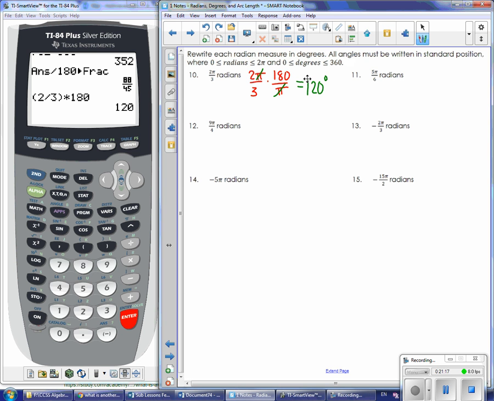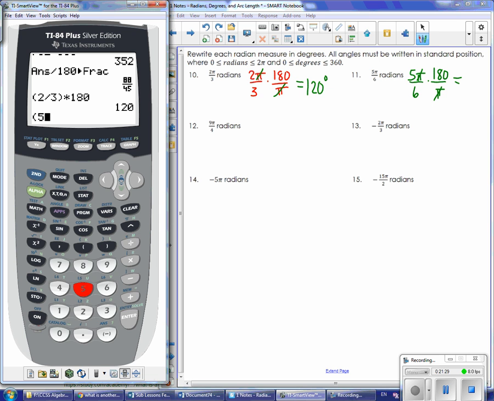In number 11, we've got 5 pi over 6. And again, I'm going to multiply this times 180 over pi. My pi's are going to cancel. So I can do 5/6 times 180. And we get 150.